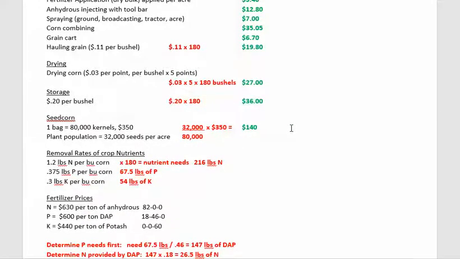Seed corn. Our seed corn cost, they give it to us in price per bag. In this example, it's $350 a bag. And we plant a population of 32,000. 32,000 is not a whole bag, obviously, and the price is for a whole bag. So what we do is just take 32,000 divided by an average seed corn bag of 80,000 to get the percentage of a bag that we're planting per acre. Multiply that by price per bag. We end up with 140 bucks an acre there.